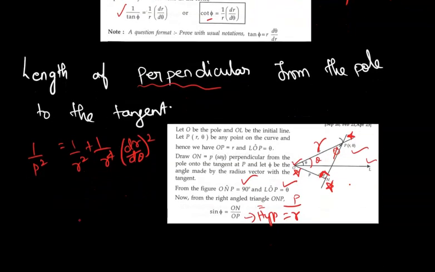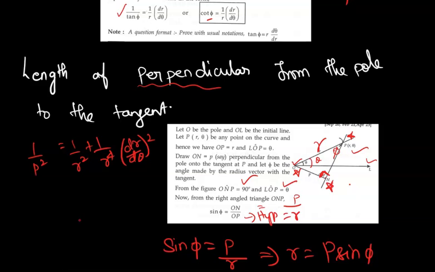Sin phi is equal to ON by OP. ON is nothing but p and OP is nothing but r, which implies p is equal to r sin phi. From this we will continue. So we got p is equal to r sin phi.